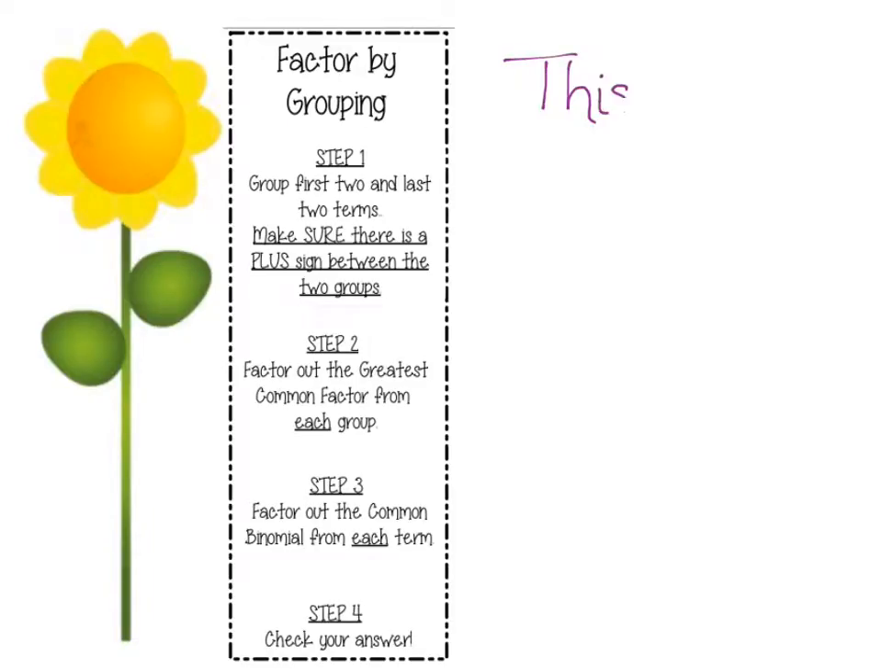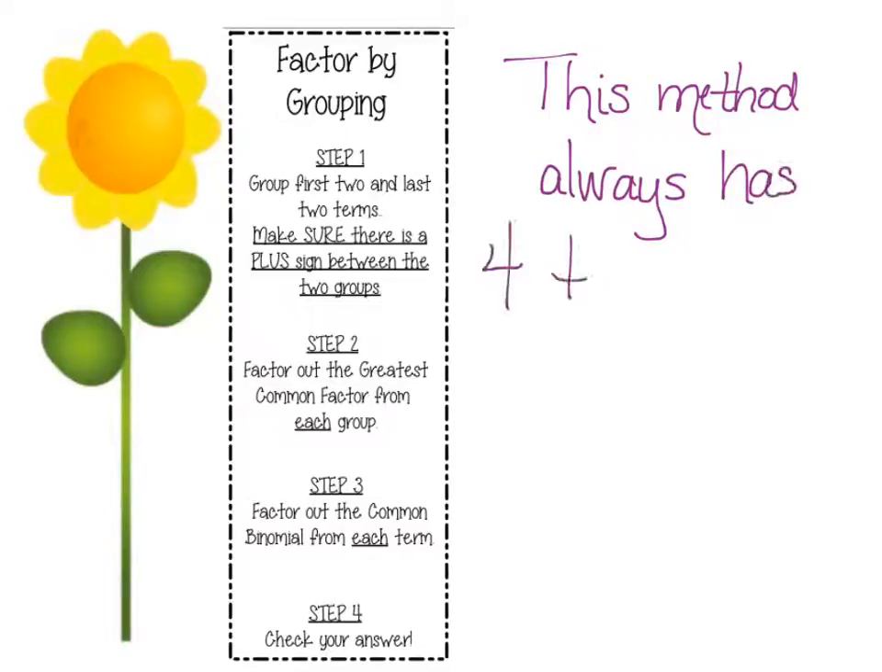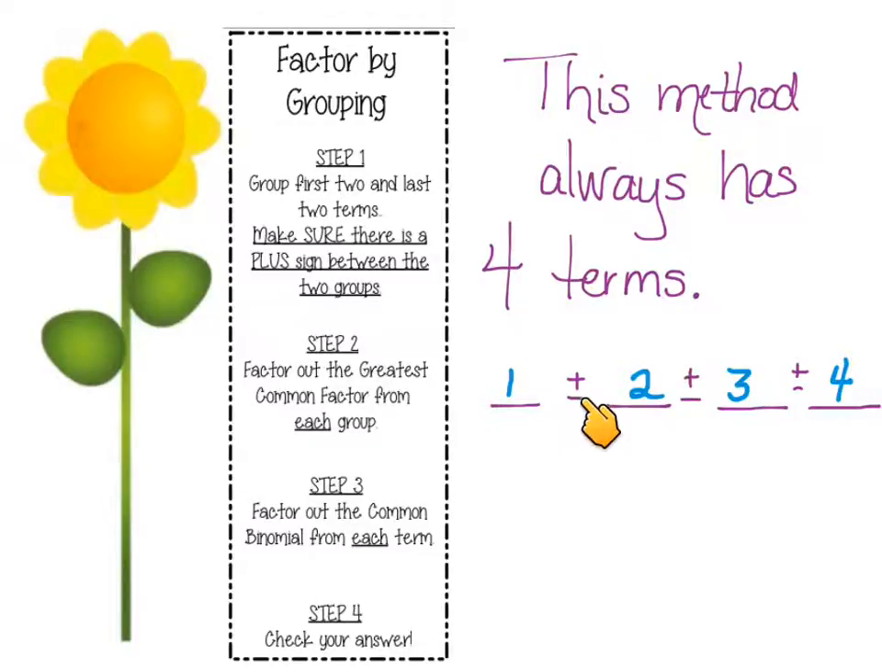So in this case, factor by grouping has 4 steps. But the other thing that you also need to know is that this method always deals with problems with 4 terms. And so if you don't have 4 terms, then you're not going to use factor by grouping. So in other words, this is kind of what it will look like. And you can have a plus or minus sign in between each term. But again, this is what 4 terms look like. 4 terms are separated by a plus or minus sign.